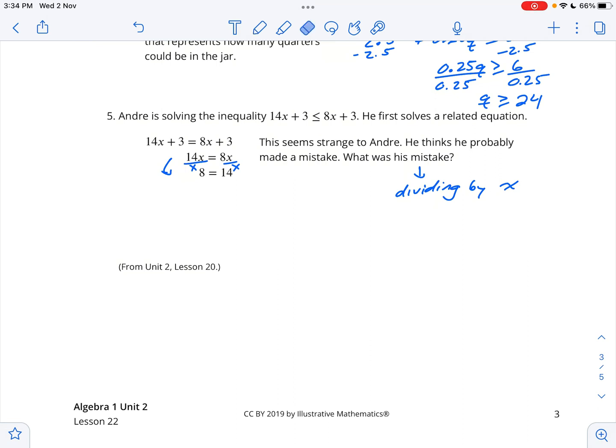If we were actually going to solve this, it doesn't ask you to here, but I'll go ahead and show you anyway. The first one you'd take 3 away from both sides. On this one, you want to get the x's on the same side. So I would probably take 8x from both sides. That would leave me with 6x is equal to 0. Divide both sides by 6. And what do you know? You get x is equal to 0. So that's what the solution should have been. But the mistake was that he was dividing by x, which you can't do.